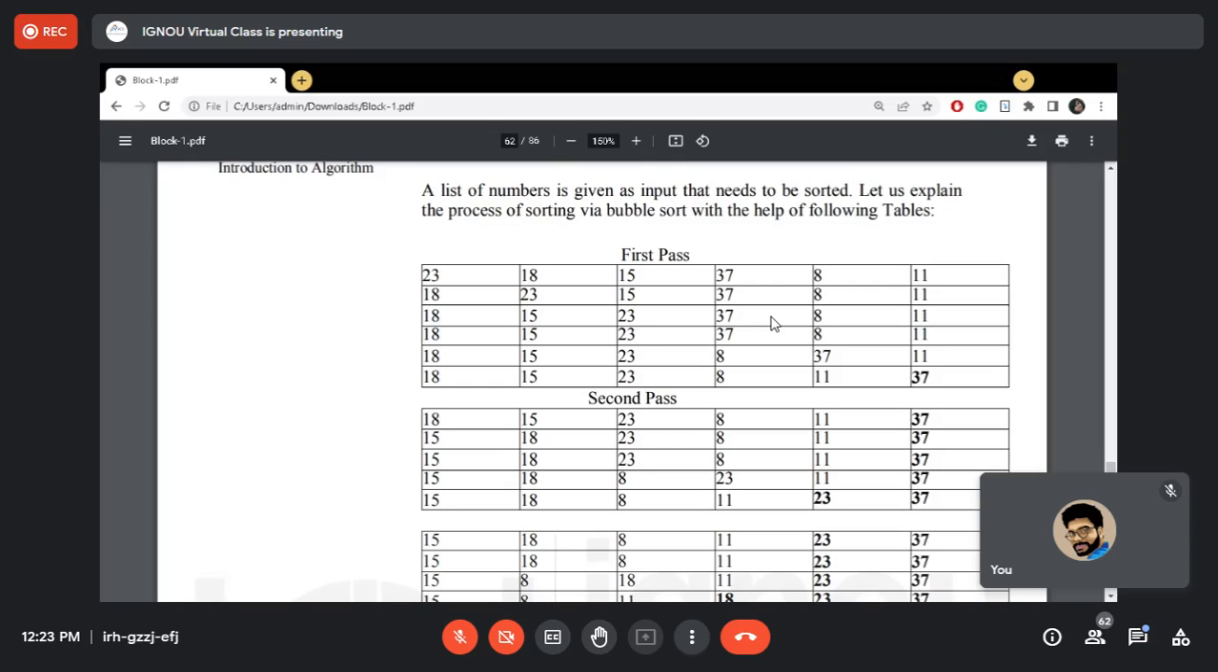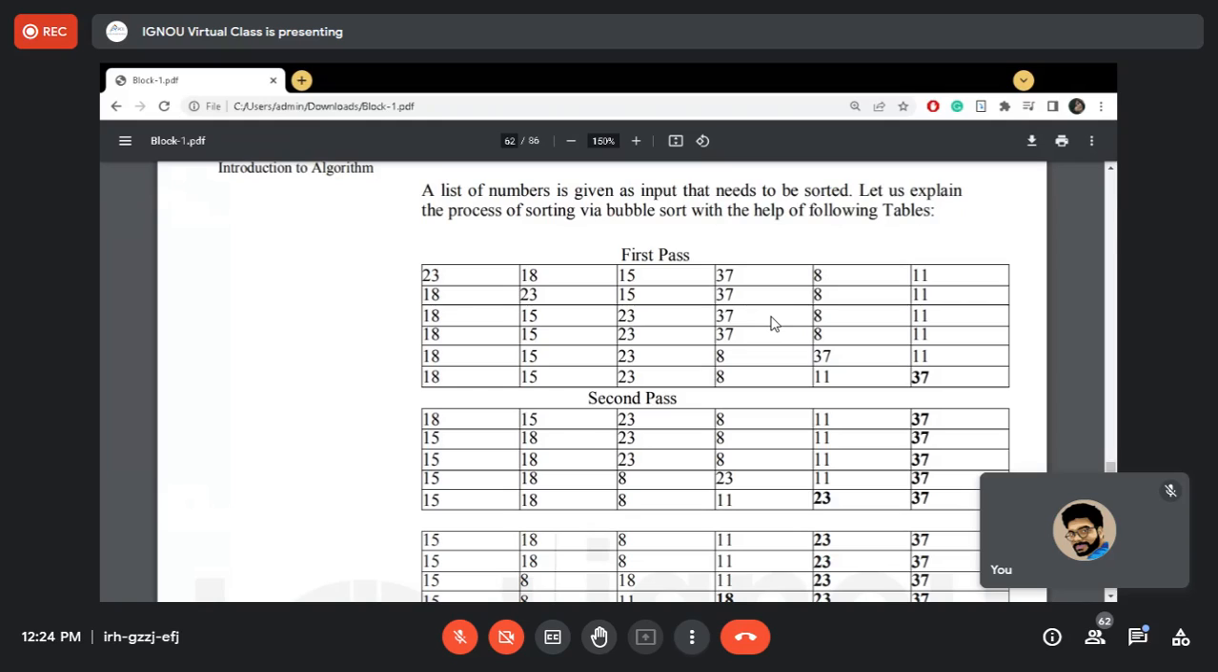Okay, let's continue. So we have the elements in the first pass: 23, 18, 15, 37, 8 and 11. Compare 23, the first element, with the next index element. 23 with 18. Yes, 23 is greater than 18, so we will exchange both values. 18 is here, 23 is here. Then 23 and 15. We have to exchange them: 15 is here and 23 is here. Then again compare the third location value with the fourth, that means 23 with 37.